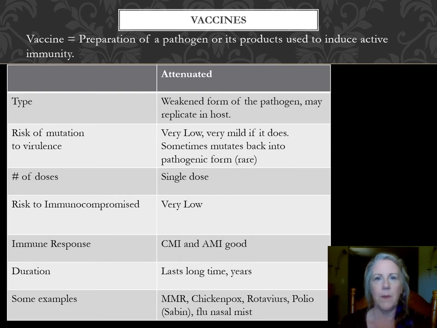Okay, now we're going to expand on acquired immunity and talk about vaccines. So what is a vaccine? A vaccine is a preparation of a pathogen or its products used to induce active immunity. All right, so there are two major types of vaccines, attenuated and inactivated, and we're going to learn the differences between these. So first, attenuated, the type.